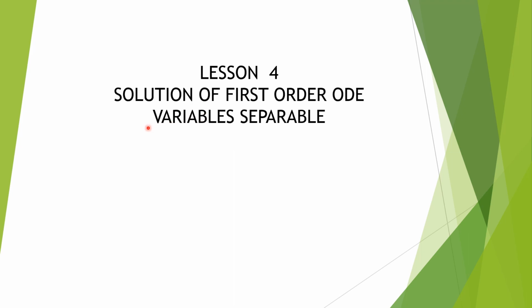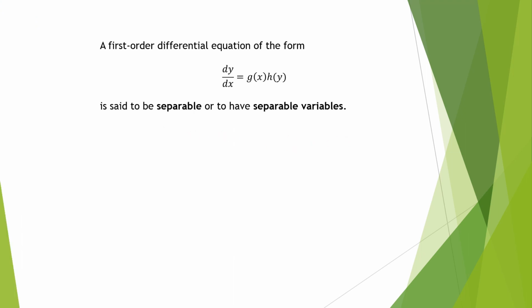we have this first type, which is the simplest of the differential equations, that is variable separable. Let us define what is a variable separable. A first-order differential equation of the form dy/dx = g(x)h(y). Notice that the differential equation can be expressed as a product of a function of x and a function of y, and is said to be separable or to have separate variables.